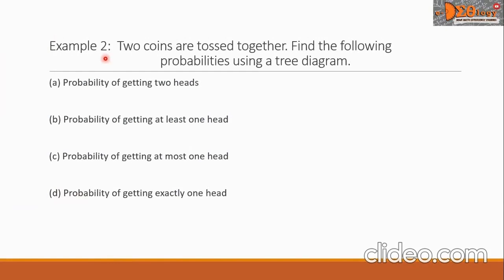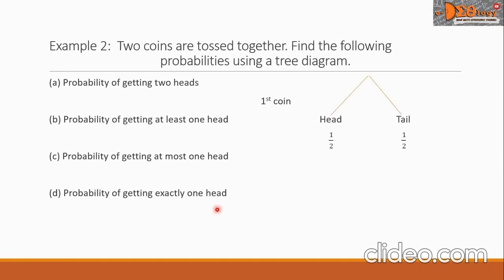Let us have another example. Two coins are tossed together. Find the following probabilities using a tree diagram. Letter A, probability of getting two heads. Letter B, probability of getting at least one head. Letter C, probability of getting at most one head. Letter D, probability of getting exactly one head.